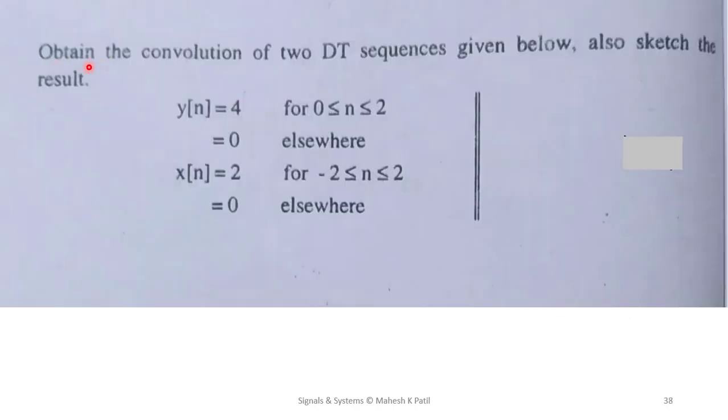So here in this problem, it is asked to find the convolution of two discrete time sequences given, and also to sketch that convolution output. So the given sequence is y of n equal to 4 for n greater than 0 and less than 2, y of n is 0 elsewhere. x of n is 2 for n greater than minus 2 and less than plus 2, elsewhere it is 0. So this is the y of n and x of n.